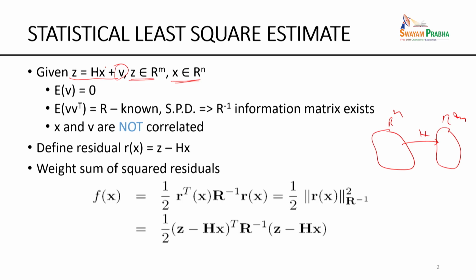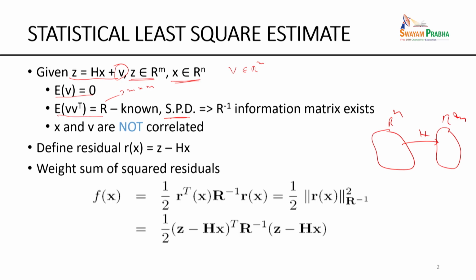In the deterministic case, we assume that there is no V, and we have calibrated my meters such that E of V is 0. The covariance of V, that is E of V V transpose, where V is a column vector, is R. So please understand, V is also an m-vector. Therefore, R is a covariance matrix, an m by m matrix. I am assuming R is an SPD matrix.